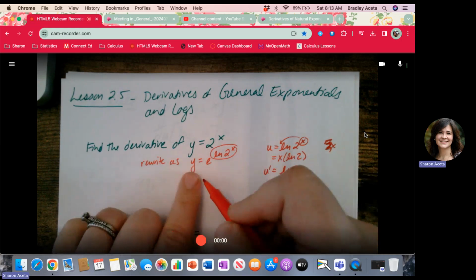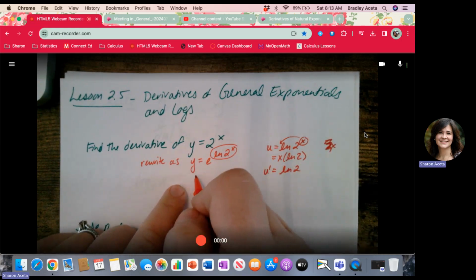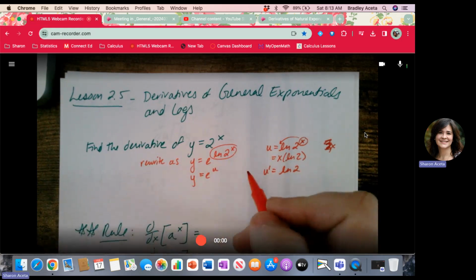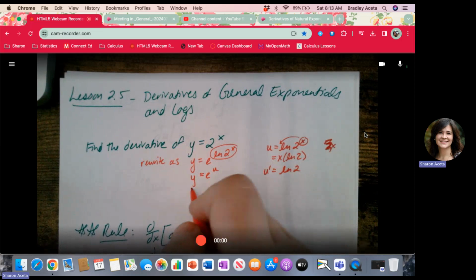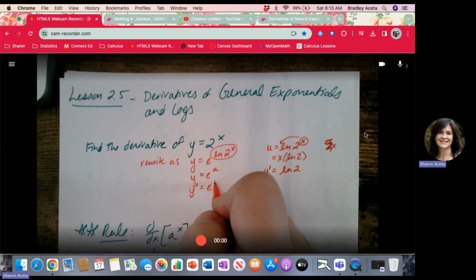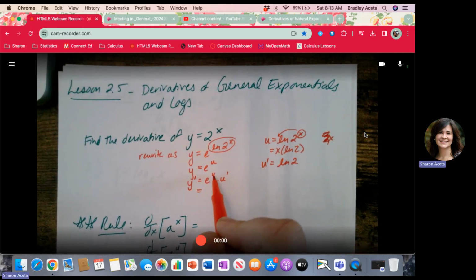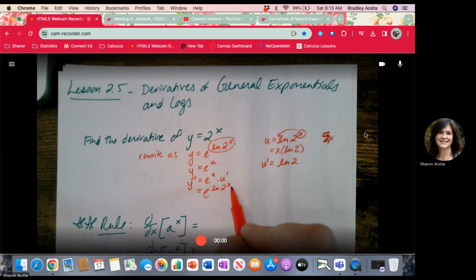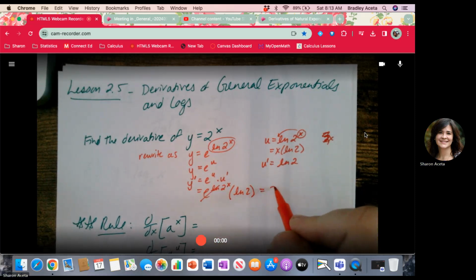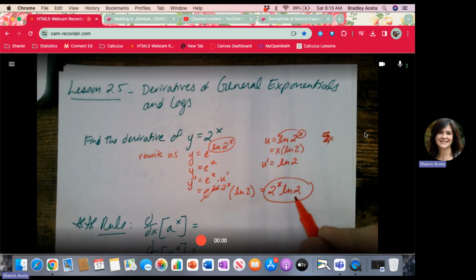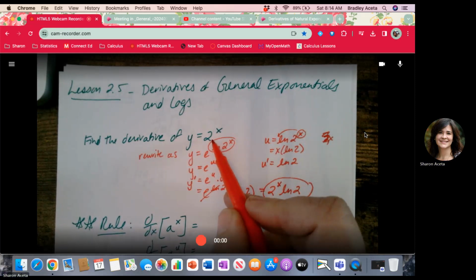So let's go back over here. This again would be an e to the u problem. And from what we learned in the last lesson, the derivative of e to the u is e to the u times the chain. So now if I go back to replace my u with ln of 2 to the x, and then I attach the chain, which is ln 2, I can then go back and cancel that out and call this 2 to the x ln 2. And that's the derivative of that.